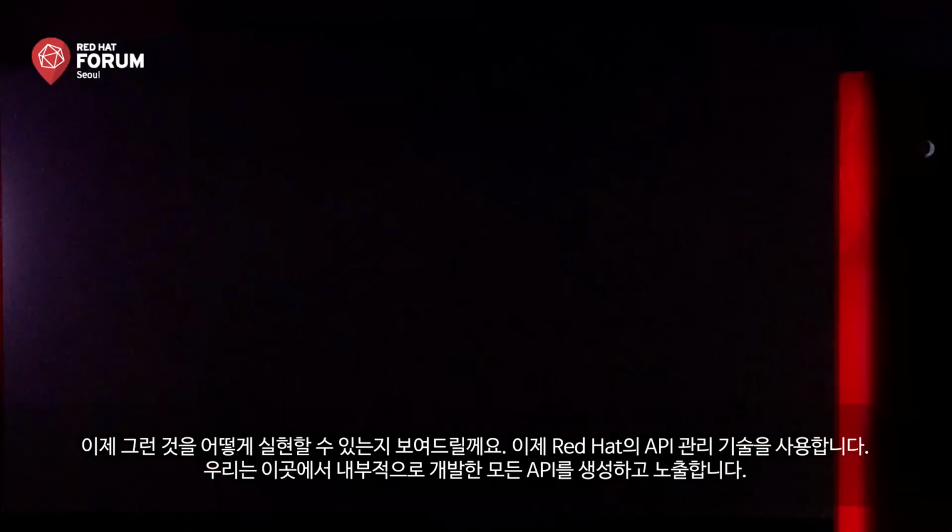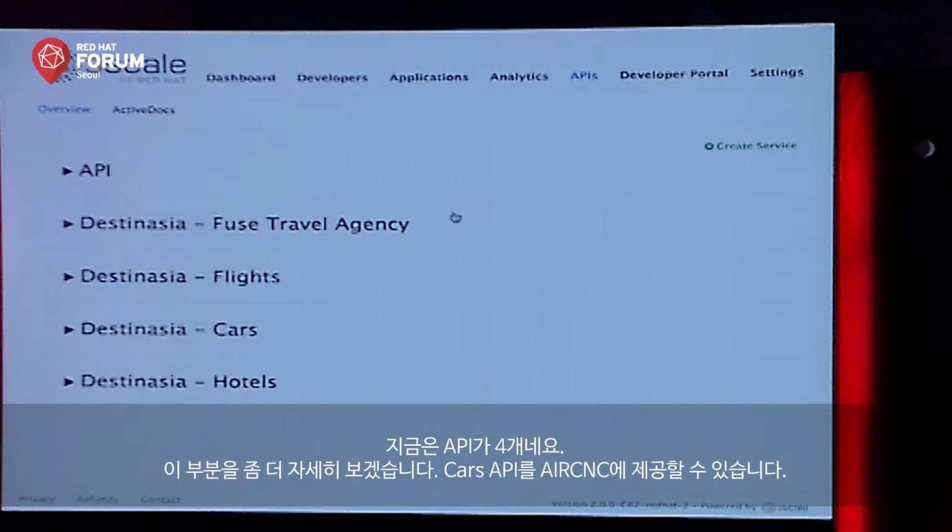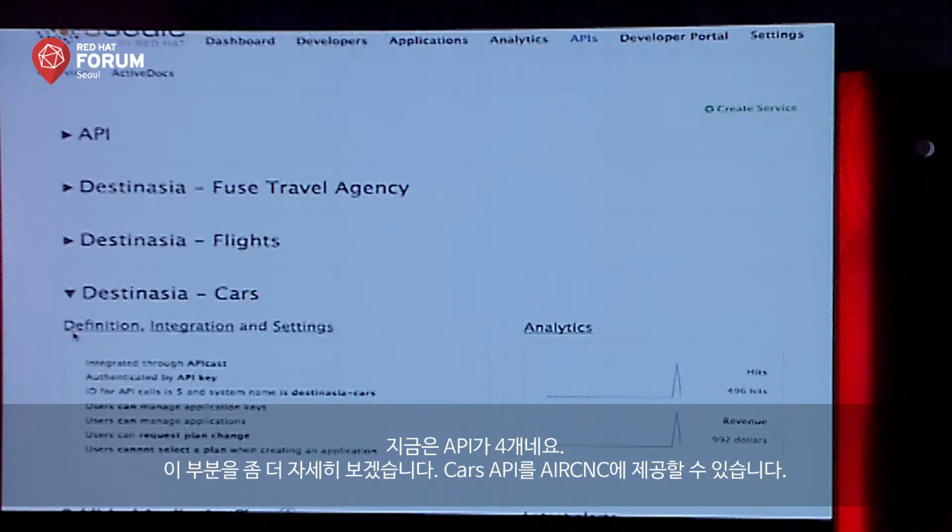Wow, that's amazing. I think we just came out with a new business model, as we were just talking. I think that's why you are our esteemed CEO. So smart. So, let me show you how we can achieve something like that. Now, we're using this API management technology from Red Hat. This is where we have created and exposed all of our APIs that we have developed internally. So there are like 4 APIs today. And I'm going to specifically zoom into this, the cars API, which is something we can potentially offer to AirCNC.